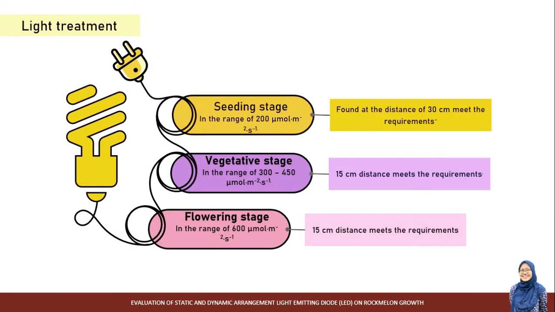Next is light treatment. Light treatment is a process to mount and set up the LED light at a certain distance and height. The light mapping produced in the previous process was used as a guide to set up the light for the dynamic treatment.